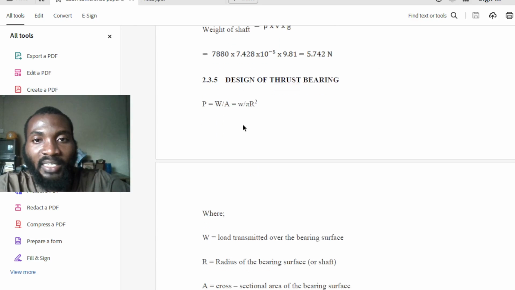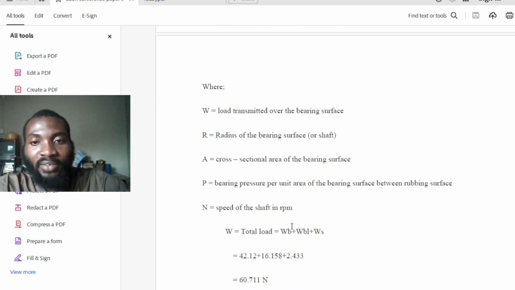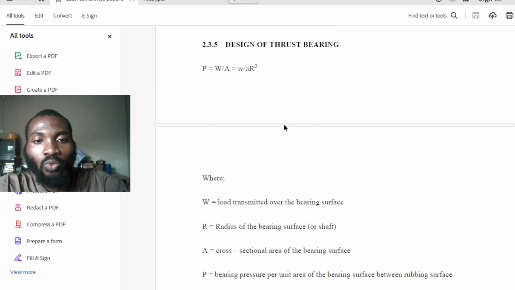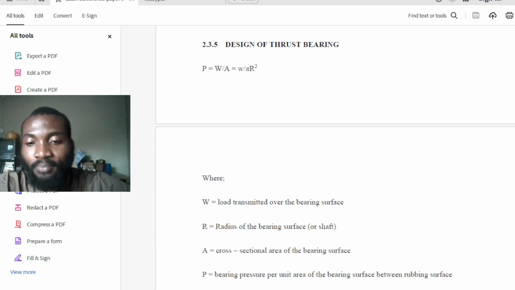So you see something like design of the truss bearing. P, the pressure per unit area, equals W, which is the load transmitted over area. This is a formula gotten from an engineering design textbook. So you do that as well.